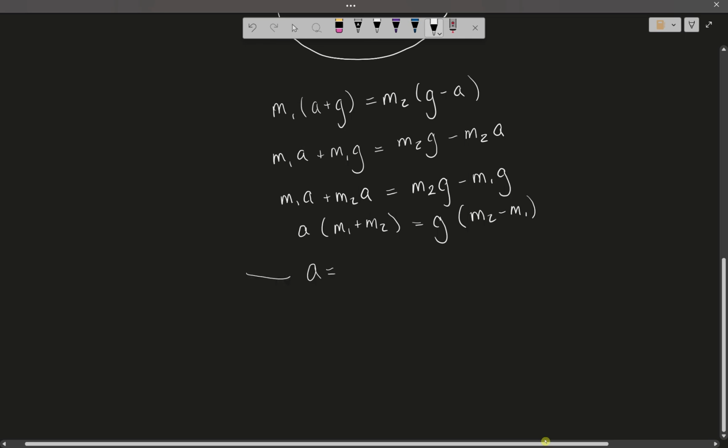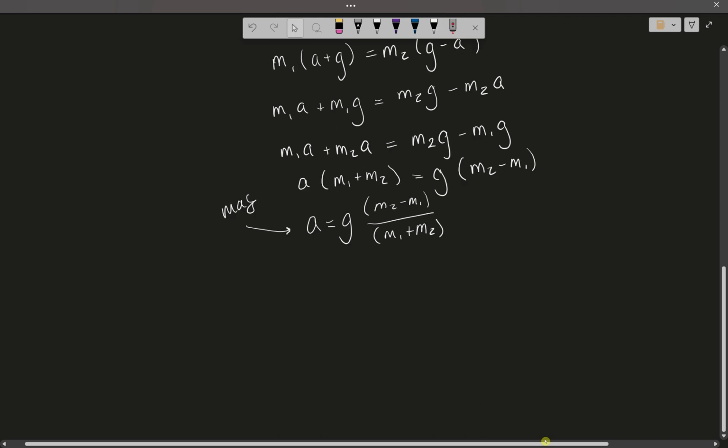This is my magnitude. Keep this in mind. This is my magnitude. This doesn't have directionality. I have no vector sign here. So my acceleration is going to be g times m2 minus m1 divided by m1 plus m2. Now I need to plug in the values. So acceleration is going to be 9.81 times, I'm going to put a big bracket here. The mass of 2 is 5.86 minus the mass of 1 is 1.73, divided by 5.86 plus 1.73.